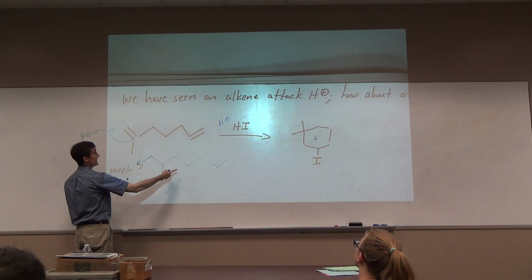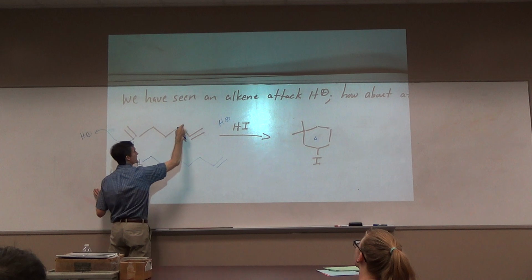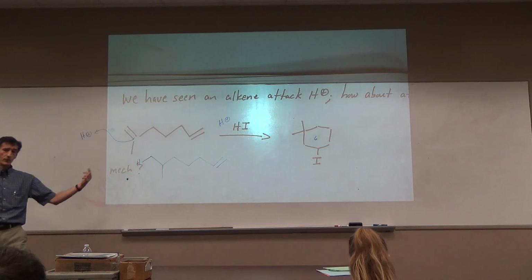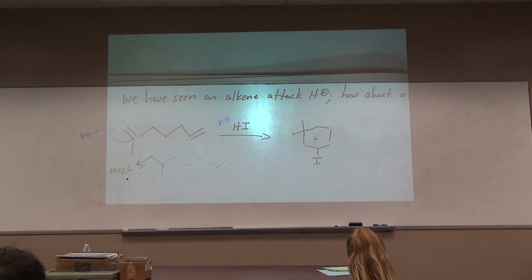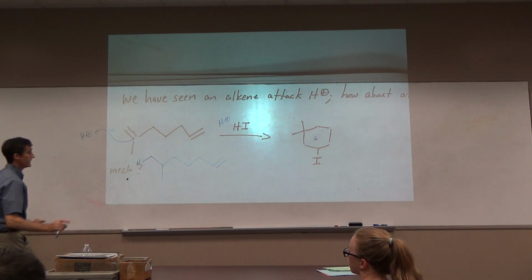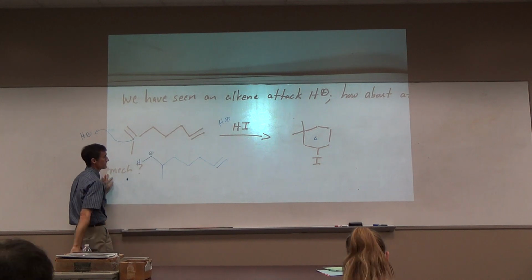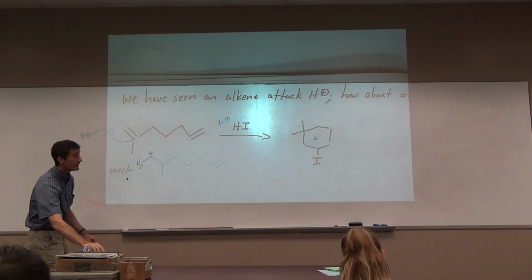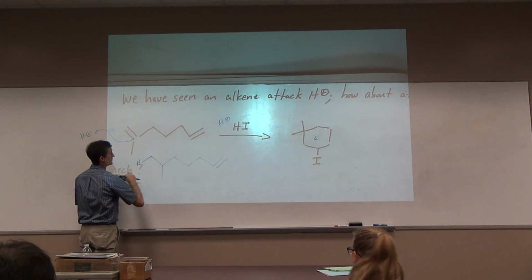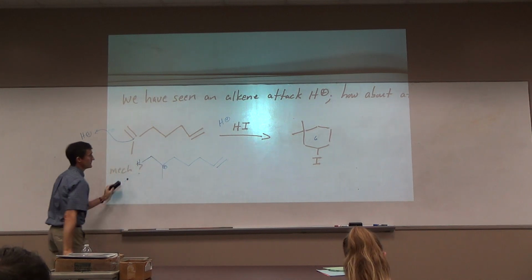As I had it, this has got 1, 2, 3, 4, 5, 6, 7, 8 carbons. The way I had it, it only had 7 carbons. We don't lose a carbon when something reacts with H+. Okay, don't do that. Where's the cation at? Right here? No, it ain't right there. Don't make these mistakes. The cation is here.